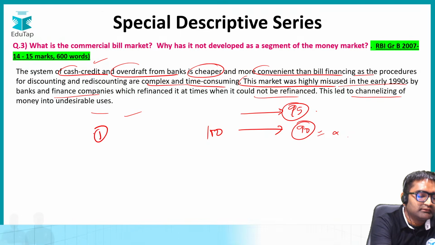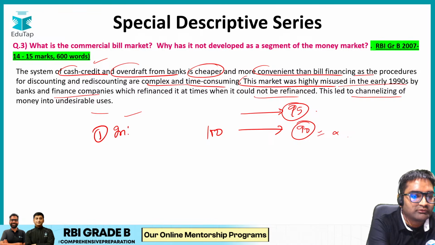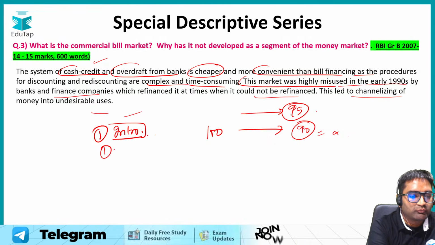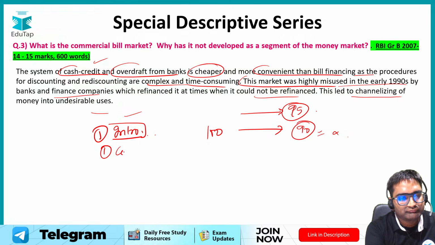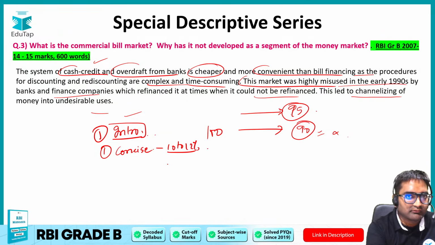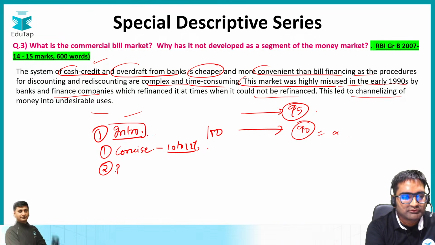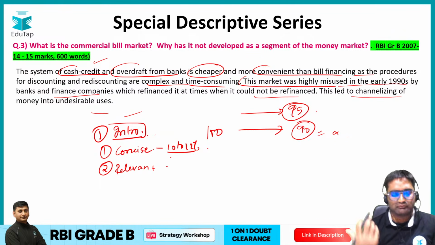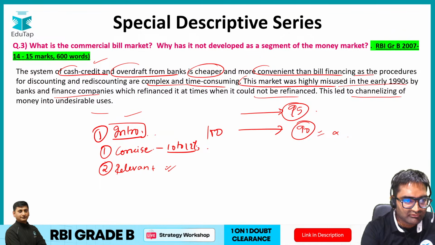So basically, summing up, the introduction should be to the point. It should be concise, not so large, 10 to 12% of the entire word limit, and it should be totally relevant. You should not go beating around the bush. So you should definitely go for a relevant introduction.